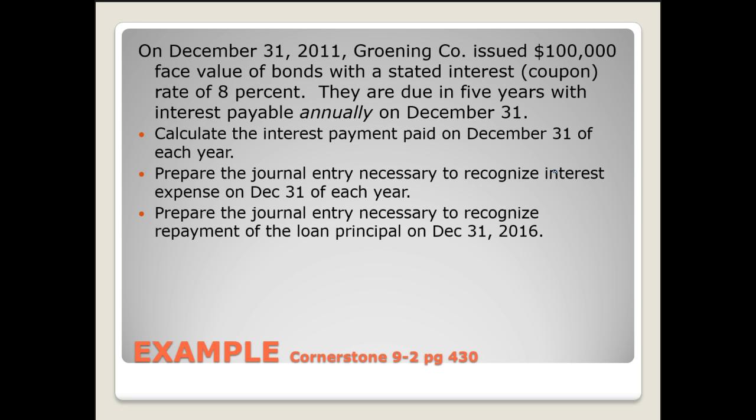So let's say on December 31st, Groening Company issued $100,000 face value bonds. The interest rate was 8%. They're due in 5 years, and interestingly enough, as we were looking in Cornerstone 9.1, it's the same in Cornerstone 9.2, that the interest is actually only paid annually. It's not paid every 6 months. So first, let's just figure out what is the interest payment paid on December 31st of each year.